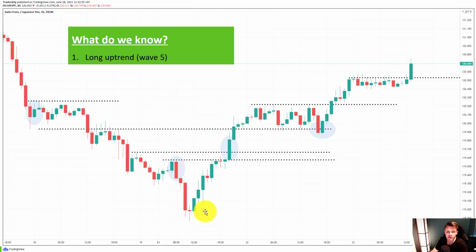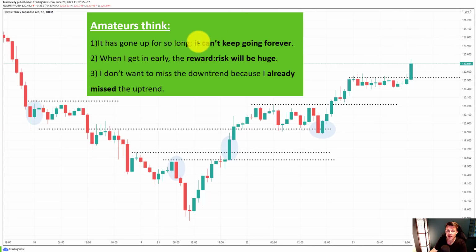And now we are in wave 5. 1, 2, 3, 4, 5. So now on average, if we listen to average Dow theory, wave 5 is when a trend is likely to be over. And amateurs now think again, the price has gone up for so long, it can't keep going forever. And when I get in early, the reward to risk ratio will be huge, and I don't want to miss the downtrend because I've already missed the uptrend.